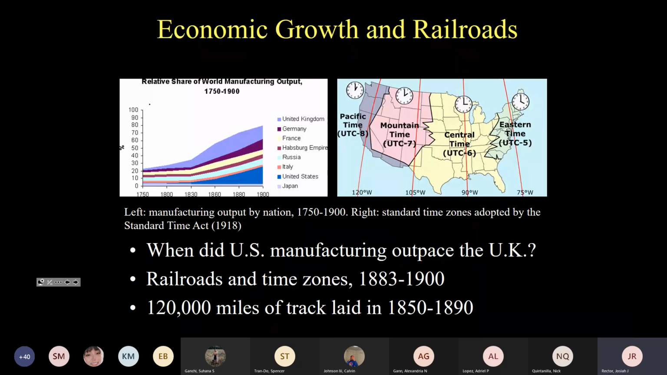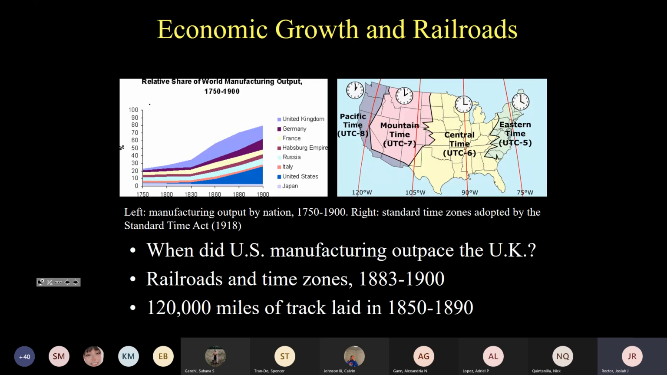So on the left side, if you look at the graph around 1800, you see that the manufacturing output of what is now the United States was much smaller than that of European countries, particularly the United Kingdom, which experienced the world's first industrial revolution associated with the rise of steam power and the use of coal in particular. But by 1900, the United States had outpassed the UK and was becoming the world's leading manufacturing power.